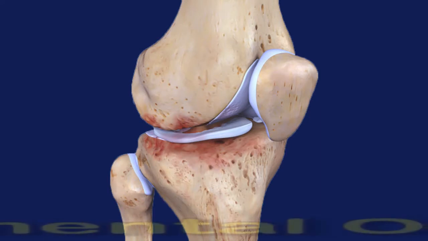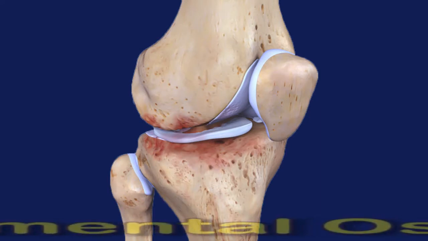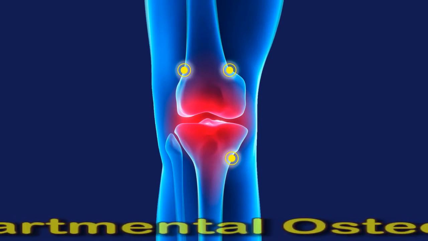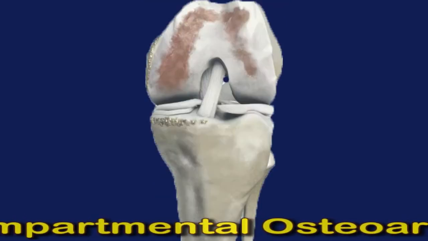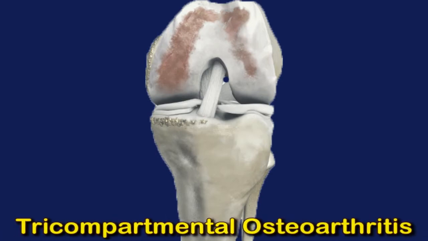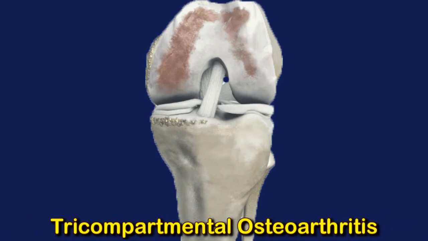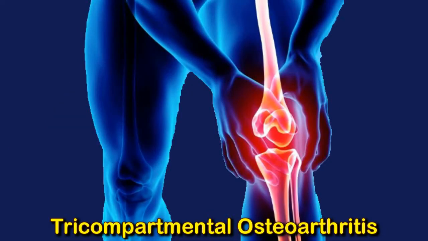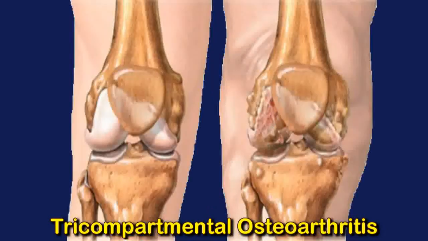Tricompartmental osteoarthritis causes and treatment. Tricompartmental osteoarthritis occurs when all three components in the knee are affected by arthritis symptoms. The condition causes degenerative changes in the joint. Because of its widespread nature, tricompartmental osteoarthritis may be more severe than other forms of osteoarthritis.